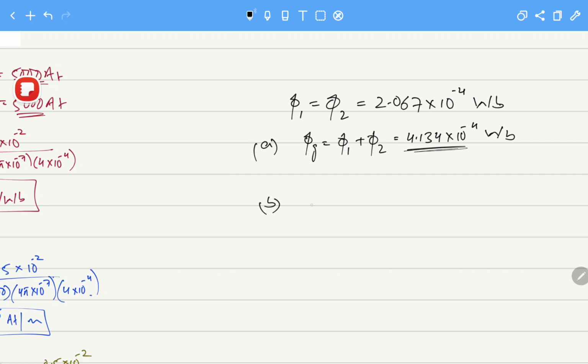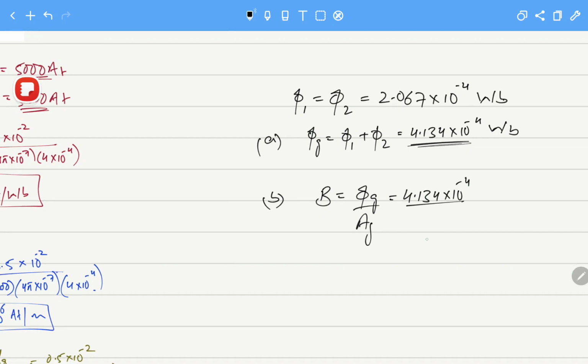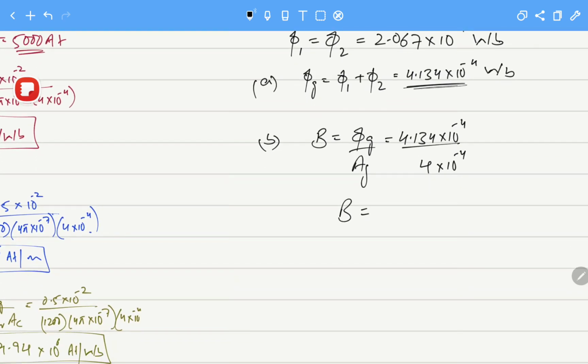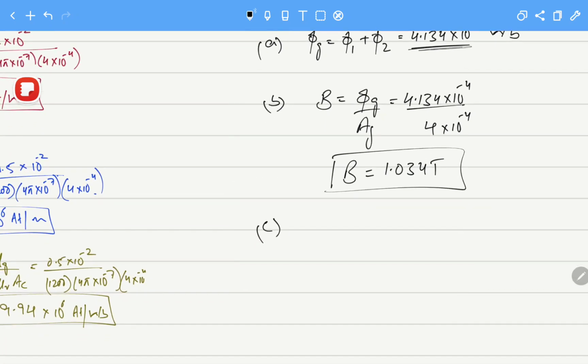The second thing that was required was flux density. If you have the flux and you have the area of the air gap, with no fringing, we have 4.134 into 10 raised to power minus 4 divided by the area, which was 4 into 10 raised to power minus 4. So the flux density will become 1.034 Tesla. This is the magnetic flux density through the air gap.